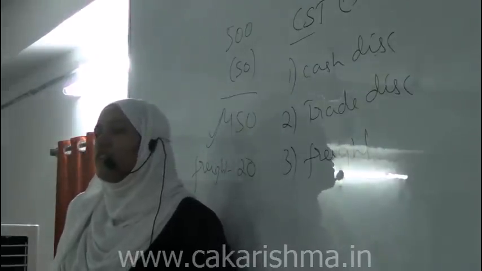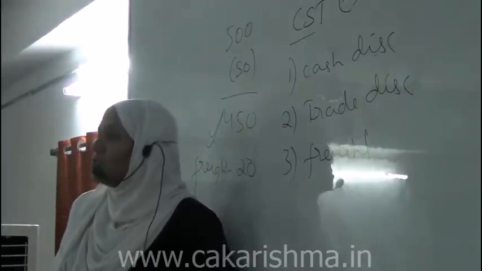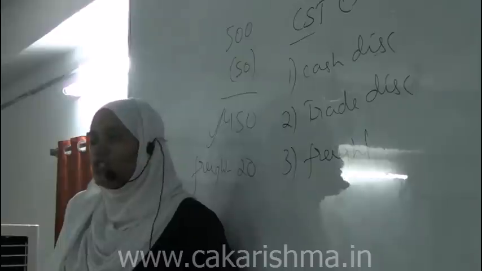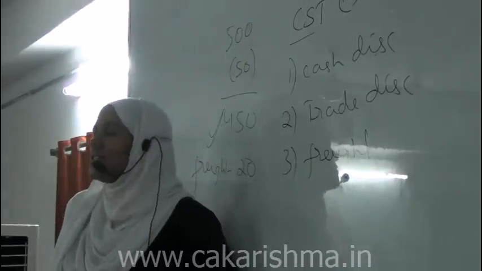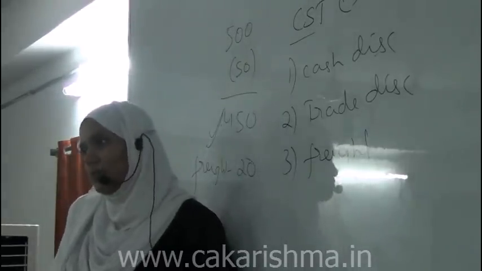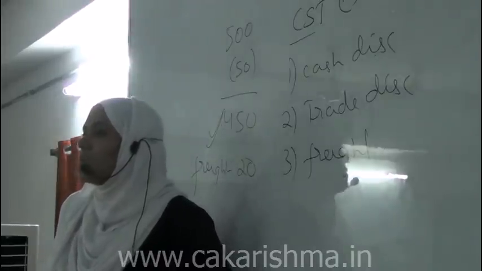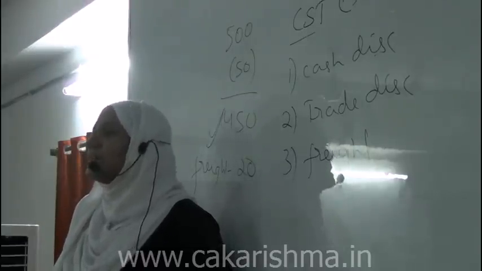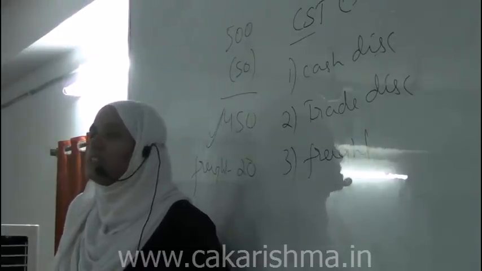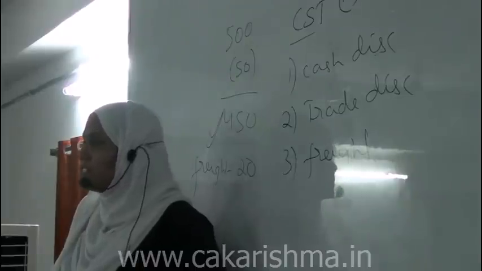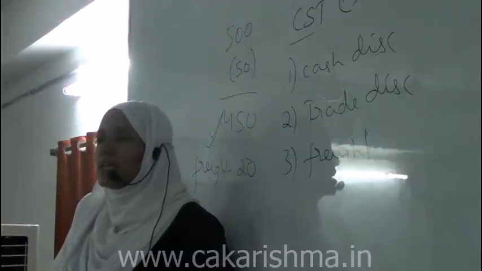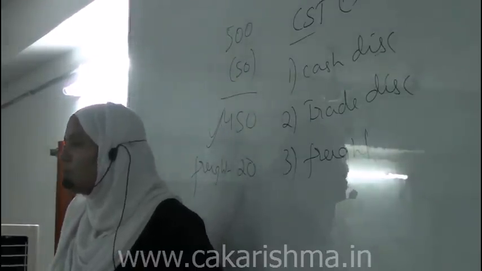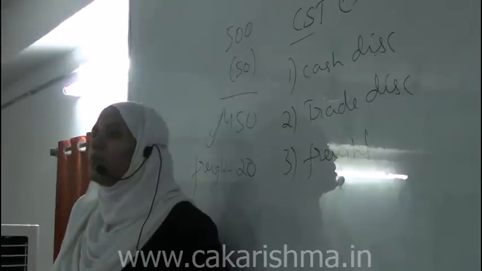But if you tell the buyer 450 is the final price inclusive of freight and you don't charge it separately, then CST is attracted on the full amount. So now you should advise your clients: if you want to escape from CST, then please charge freight separately. If you make the mistake of including it in the price, then CST is attracted on the full amount.